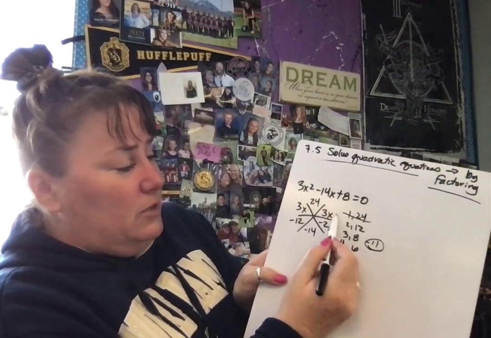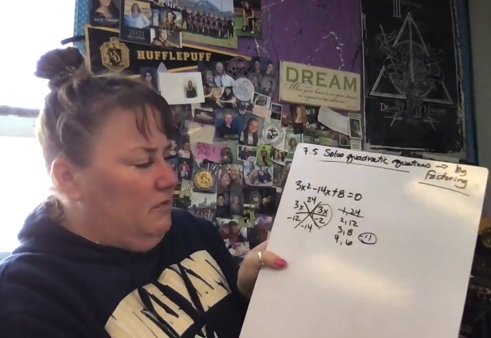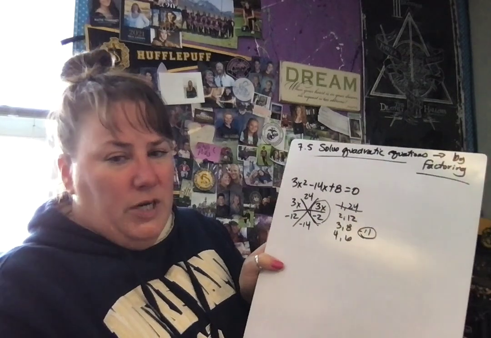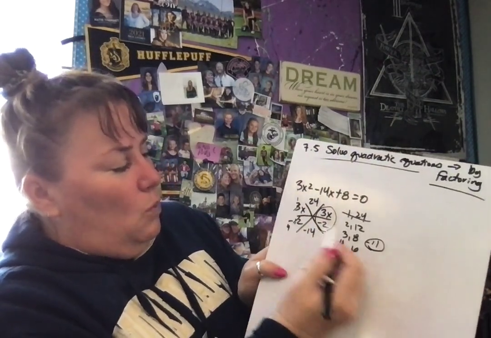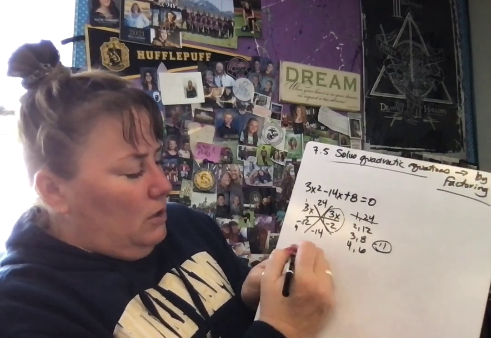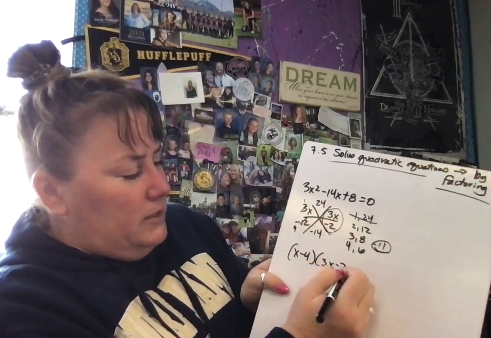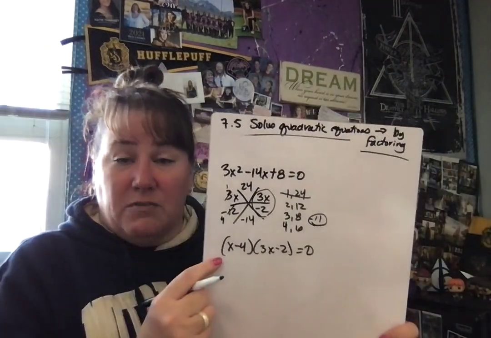And so 3x minus 2 is good to go because nothing goes into 3 and 2 other than 1. So it's already simplified. So let's simplify 3 and 12. So 3 goes into both, 1 up top and 4 on the bottom. So we have x minus 4 and 3x minus 2 equals 0. Standard form and went to factored form.